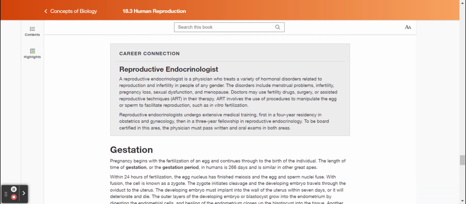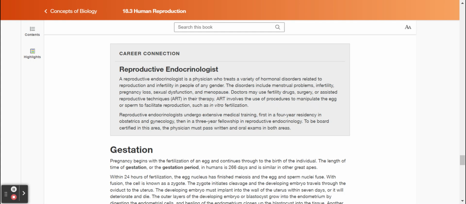Career connection: reproductive endocrinologist. A reproductive endocrinologist is a physician who treats a variety of hormonal disorders related to reproduction and infertility in people of any gender. The disorders include menstrual problems, infertility, pregnancy loss, sexual dysfunction, and menopause. Doctors may use fertility drugs, surgery, or assisted reproductive techniques, ART, in their therapy. ART involves the use of procedures to manipulate the egg or sperm to facilitate reproduction, such as in vitro fertilization.